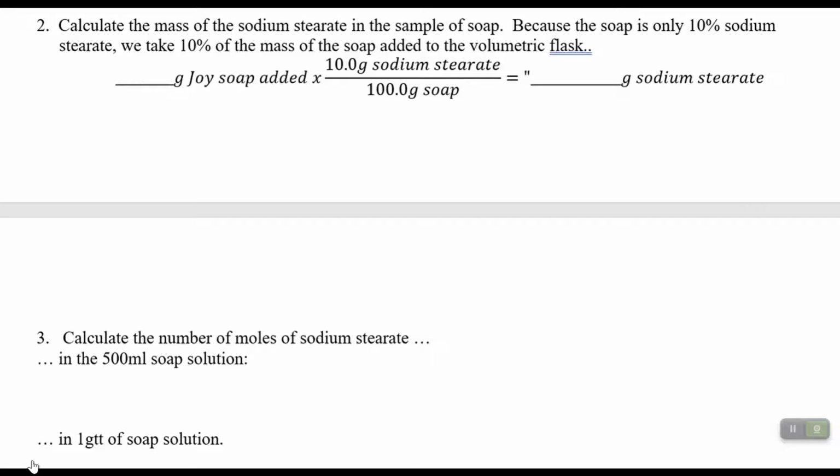The next thing we're going to do is calculate the mass of sodium stearate in the sample of soap. So Joy soap is only 10% sodium stearate, so we're going to take 10% of the mass of the soap that we added to the volumetric flask. 10% of that will give us the mass of the sodium stearate. So in my case, I added 7.55 grams of Joy soap, and if I want to calculate 10% of that, that's just 10 grams of sodium stearate per every 100 grams of soap solution. Multiply those two, and in my example, I get 0.755 grams of sodium stearate.